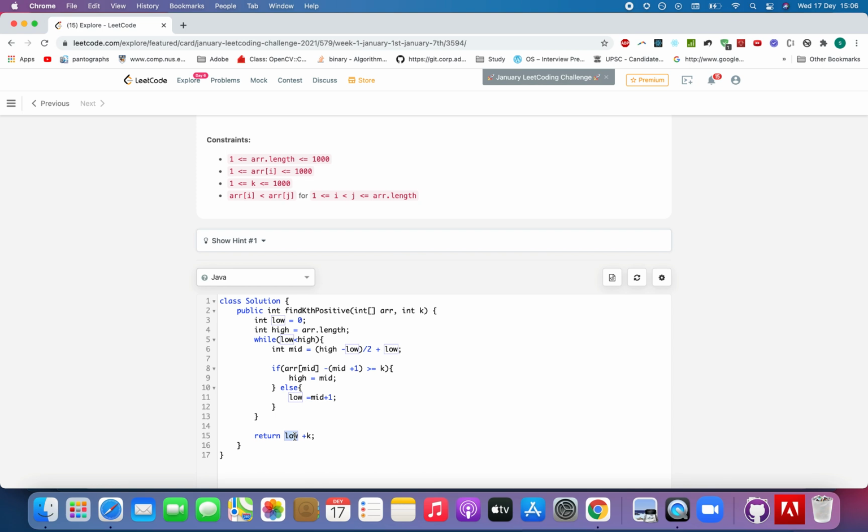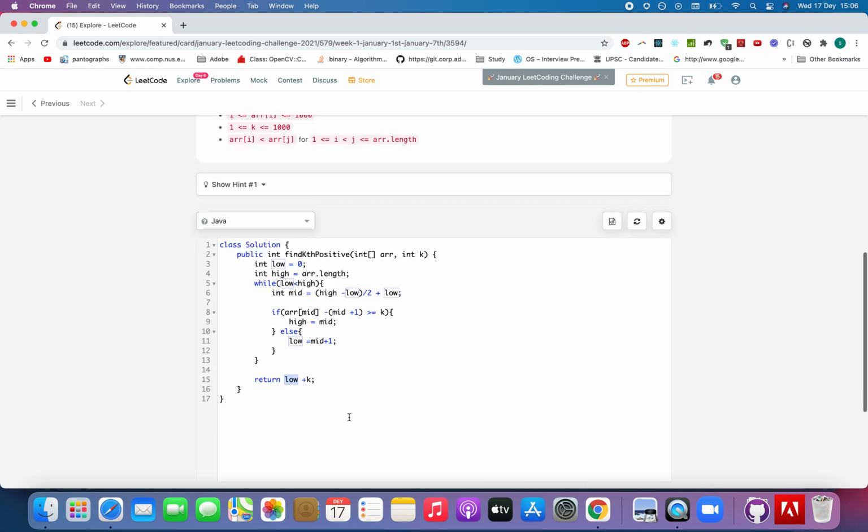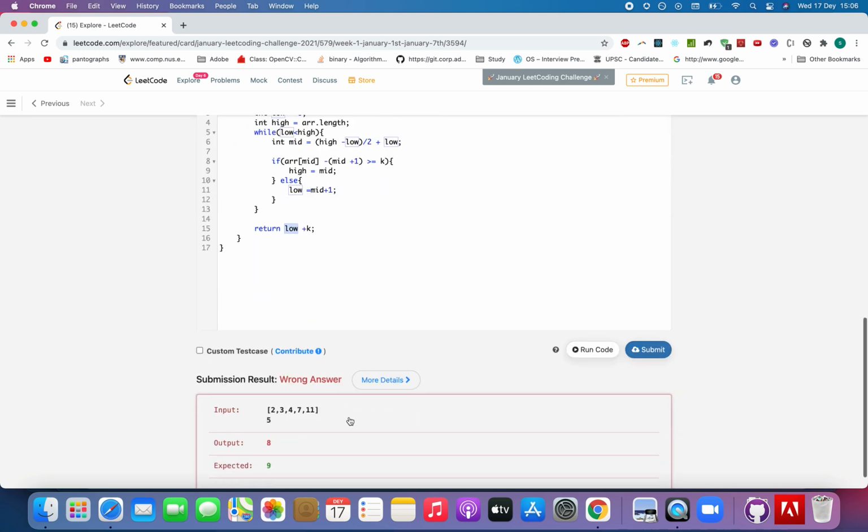So using this binary search, we have found the first index, the smallest index to which adding k will give us the answer. That is the starting position from which k elements further will give us the position of the missing element, then the value of the missing element.